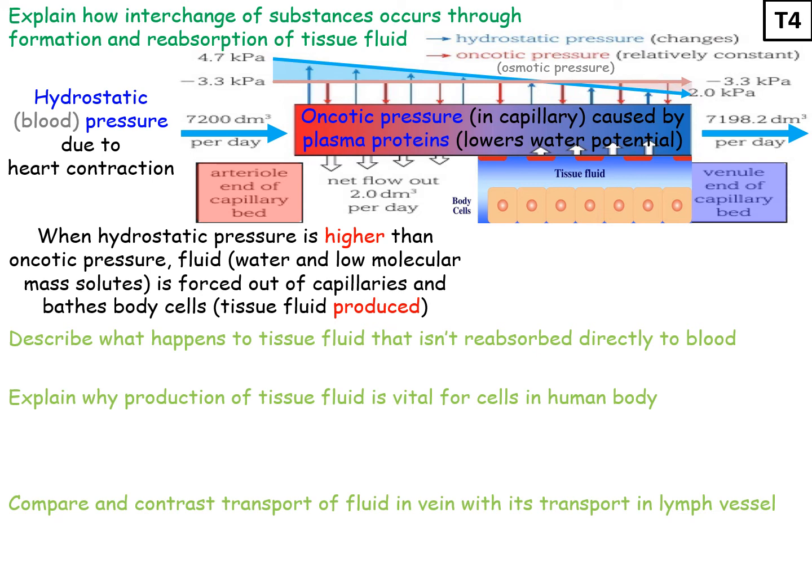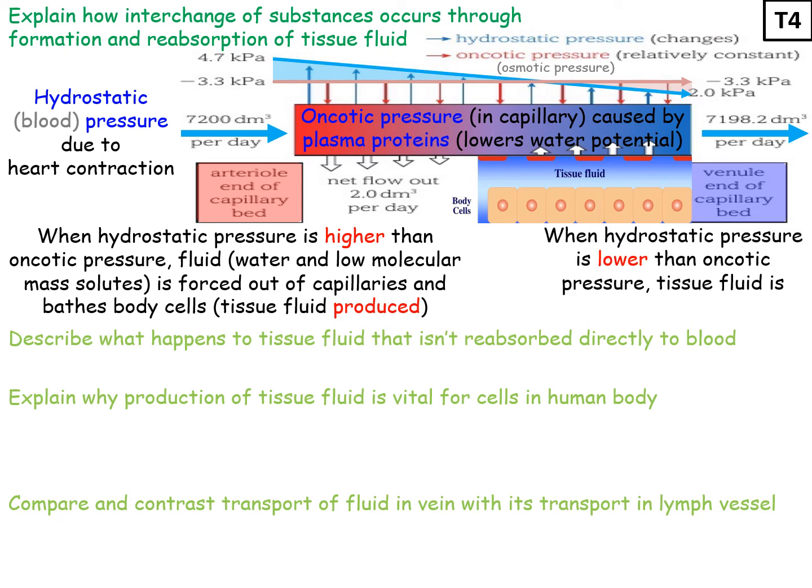On the side of the capillary that is close to the veins, you can see that the hydrostatic pressure is lower than the oncotic pressure. And that means the tissue fluid surrounding the body cells gets reabsorbed back into the capillaries. This tissue fluid usually contains less oxygen and more carbon dioxide, because the oxygen has diffused into the body cells and carbon dioxide has diffused out after respiration. So, moving back into the capillary, it will contain more carbon dioxide.